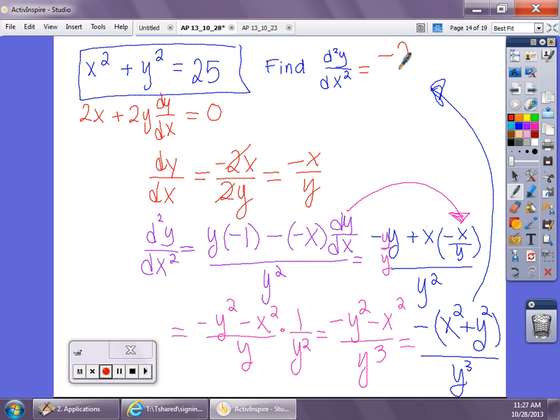So, what's your final crazy answer? Negative 25 over y cubed, and that's the answer you would see in a multiple choice question. You won't see the original one you finished with.